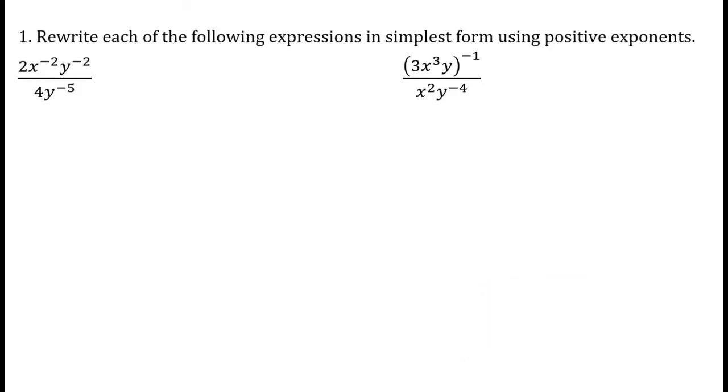Number 1, rewrite each of the following expressions in simplest form using positive exponents. So I only want to see positive exponents in these expressions. So let's look at this first one. 2 divided by 4. That gives me 1/2.